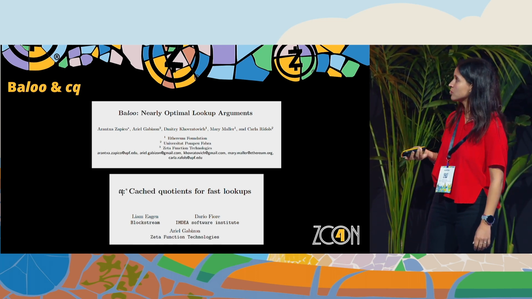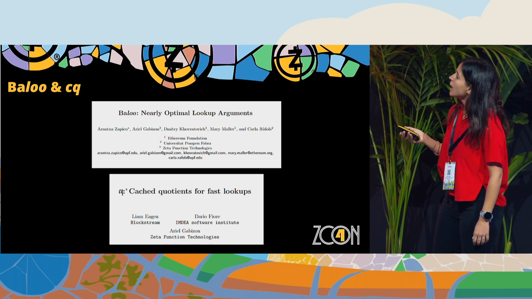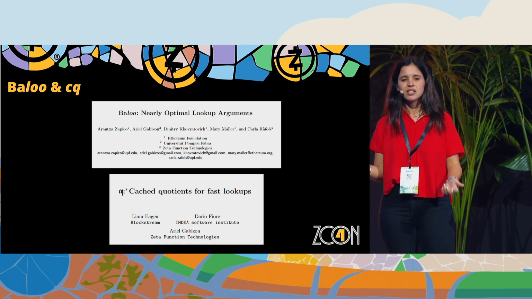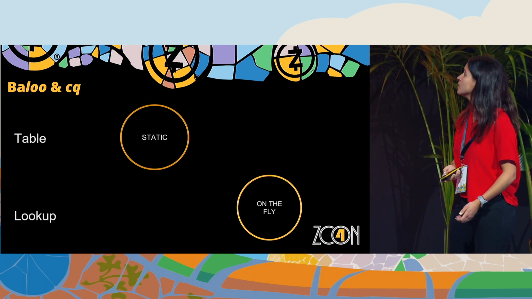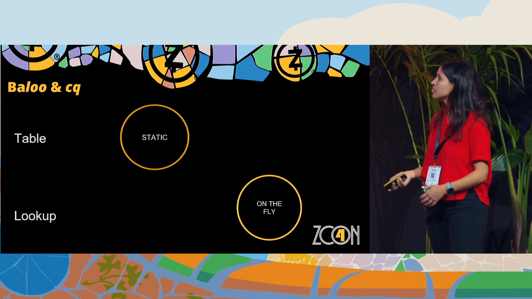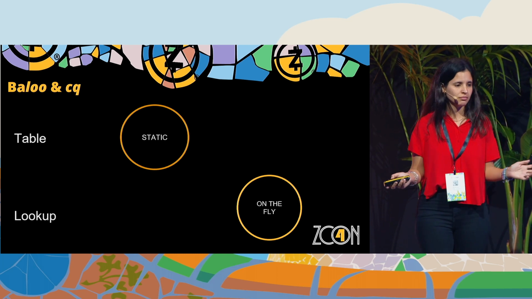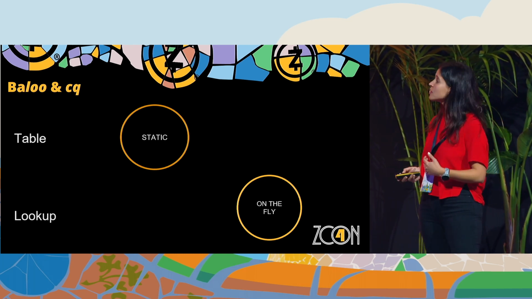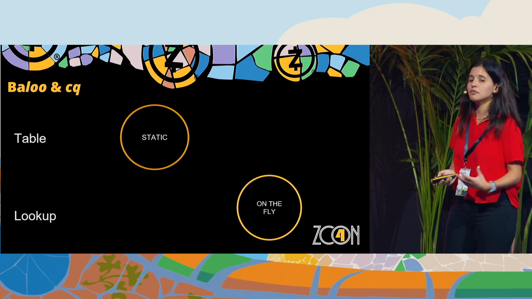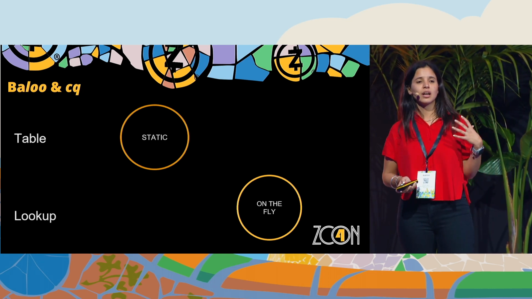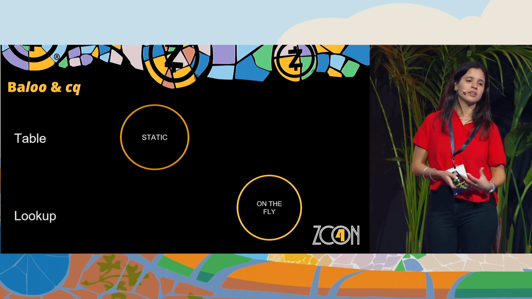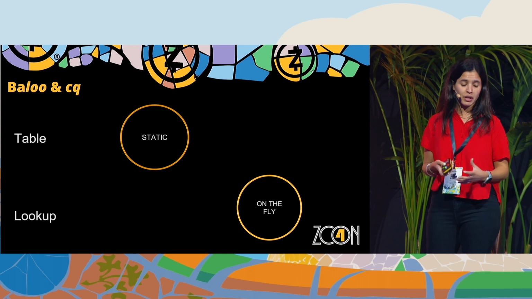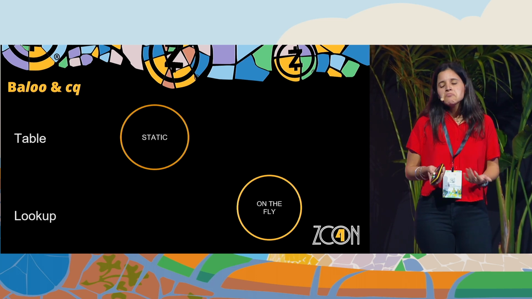I will be happy to explain it to anyone. And then Baloo and CQ appear, and suddenly we change the setting. We are here now. We have a static table, but we don't care about zero knowledge anymore. Now we care about these lookups on the fly. And this is because we start looking for lookup tables that can be used in something like the zero knowledge Ethereum virtual machine. So mostly for input-output relations.